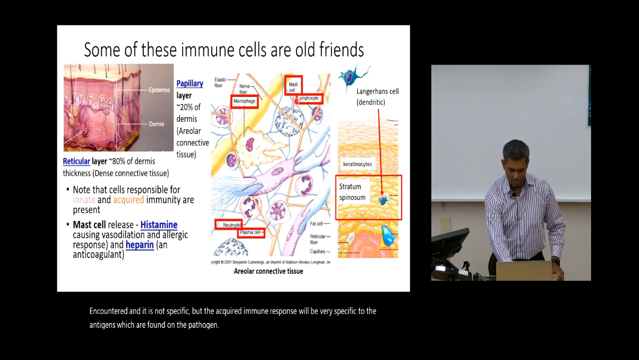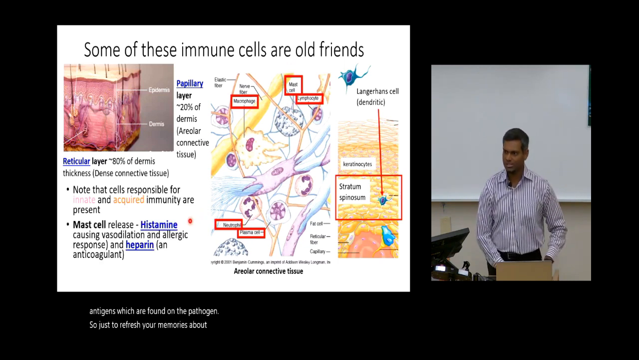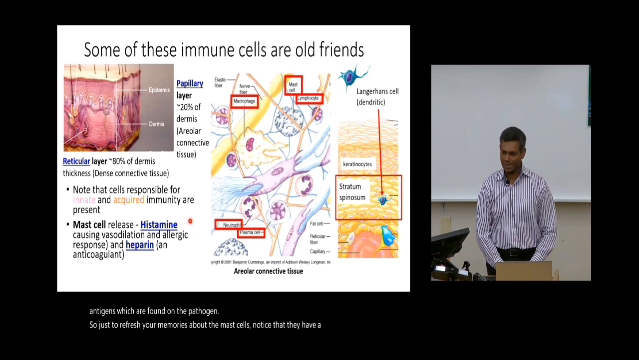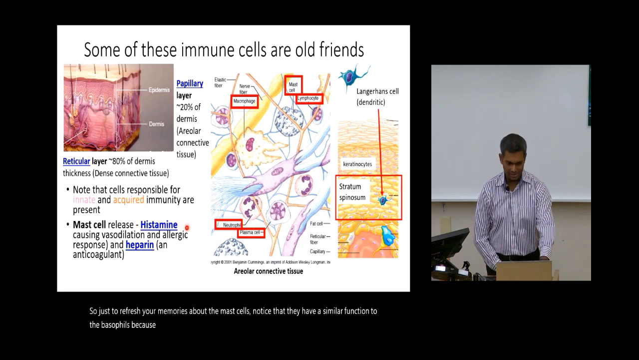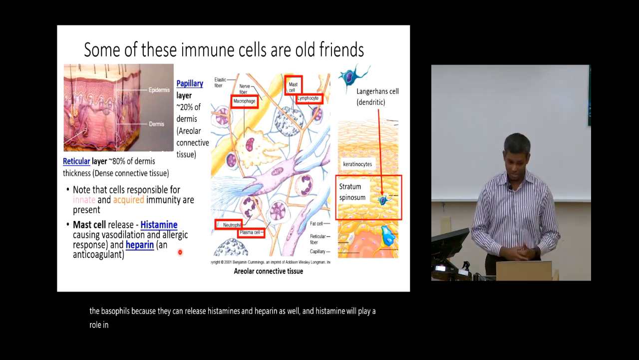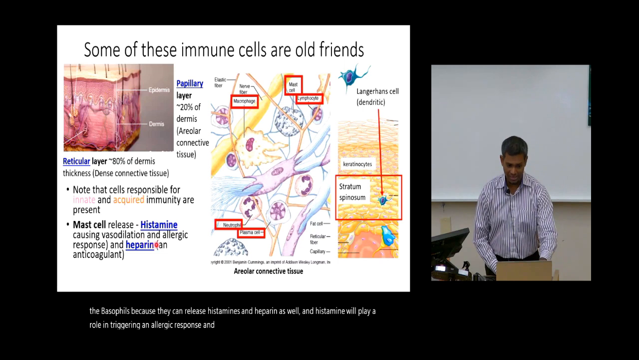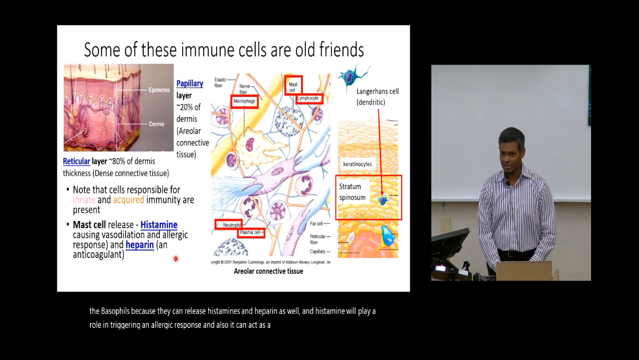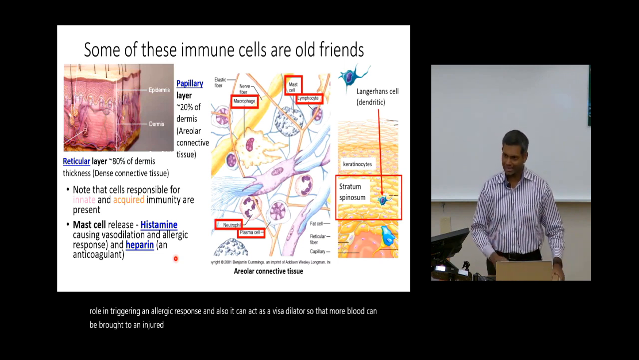So just to refresh your memories about the mast cells, notice that they have a similar function to the basophils because they can release histamine and heparin as well. And histamine will play a role in triggering an allergic response, and it can also act as a vasodilator so that more blood can be brought to an injured region so that it can heal.